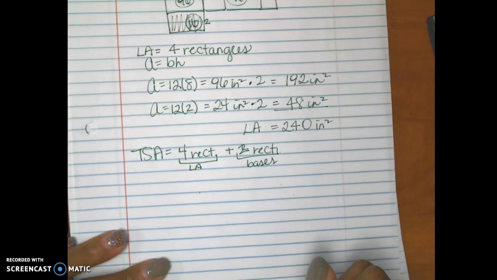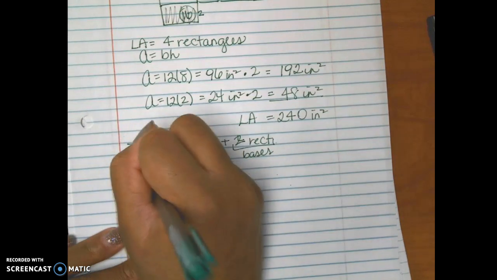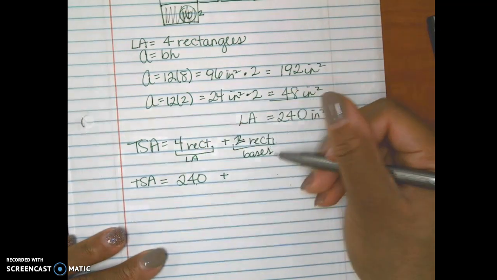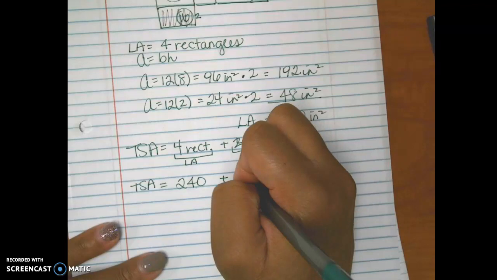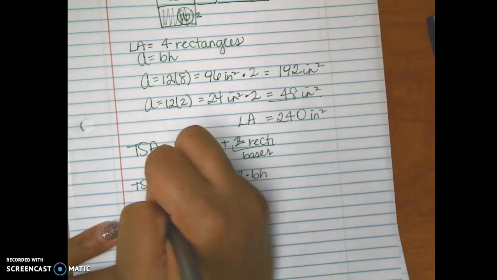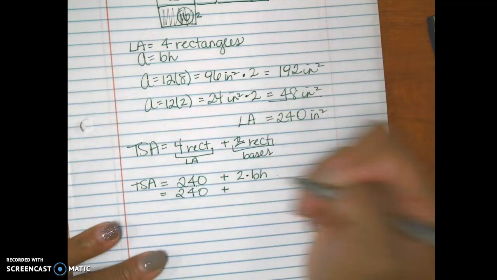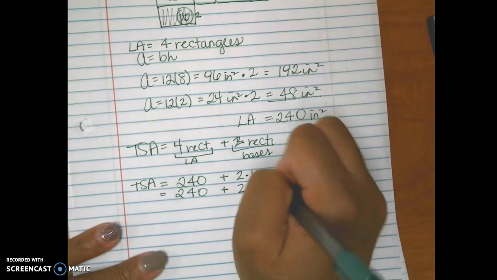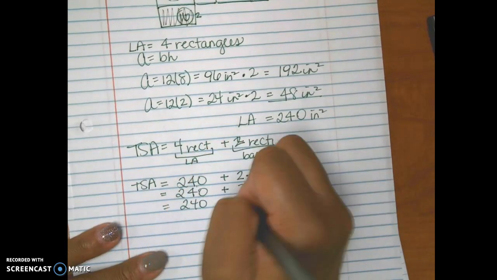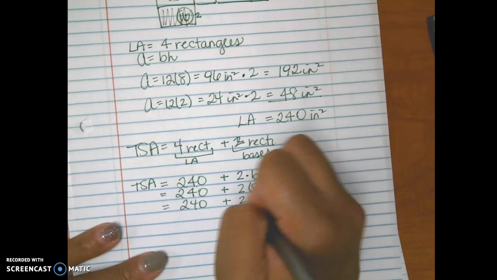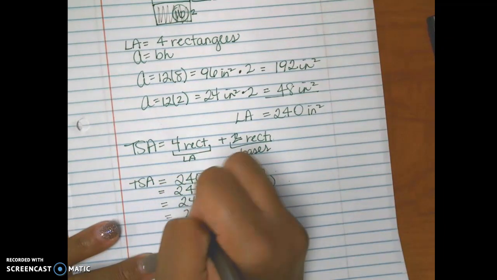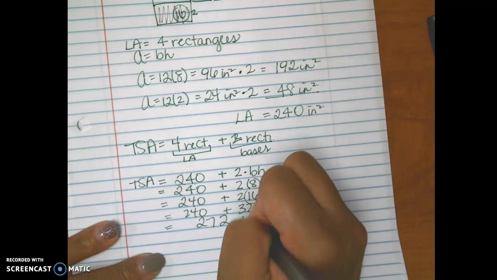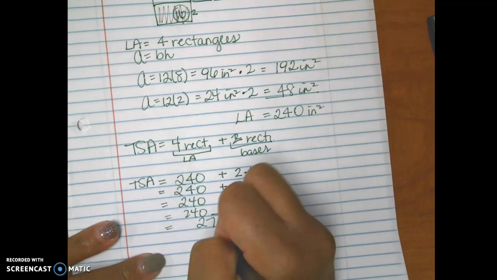That's my lateral area. So I'll take my total surface area and calculate that by adding 240 to the area of the 2 bases, which is 16. 2 times base times height, just to calculate it out and show you how I want you to demonstrate showing your work. 2 times 8 times 2. 240 plus 2 times 16. 240 plus 32. 272 inches squared is my total surface area.